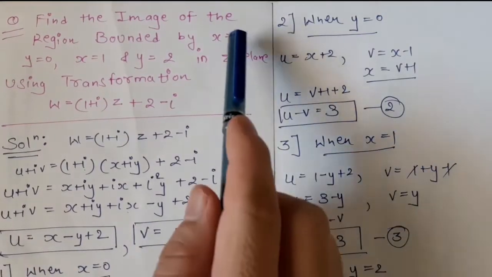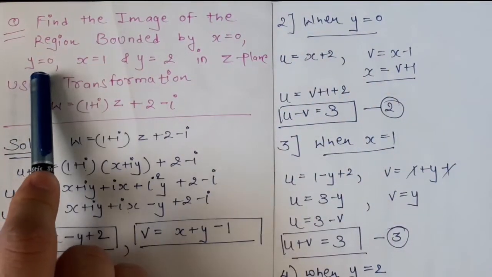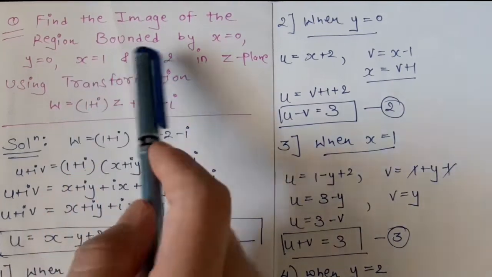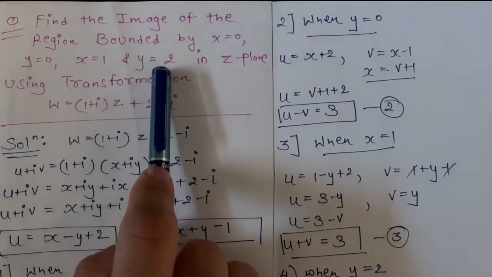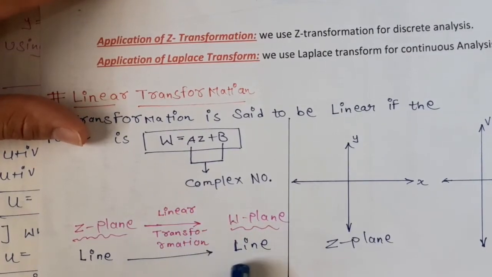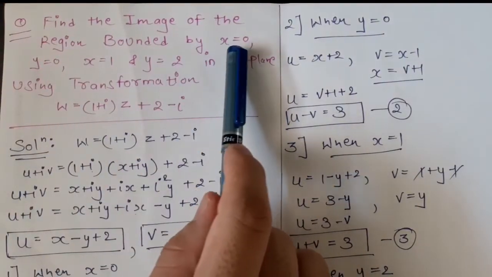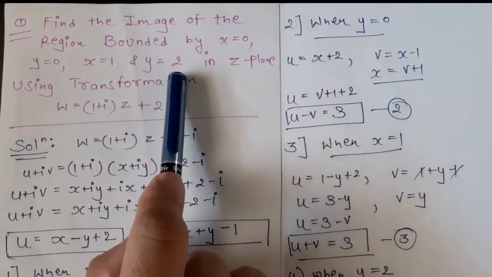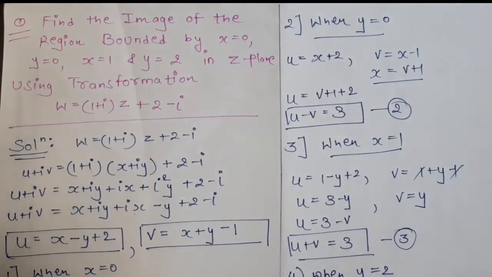So here these are the equations of line, that is x equals 0 is a line, y equals 0 is also a line, x equals 1 is also a line, and y equals 2 is also a line. So according to the linear transformation, that is, if the equation of line is given in the z plane, then if we use the linear transformation, then we get the line in the w plane also. Okay, there will be a line corresponding to all these equations, that is x equals 0, y equals 0, x equals 1 and y equals 2 in the w plane also. Okay, so I will draw.